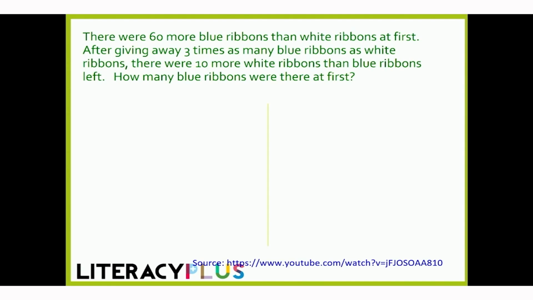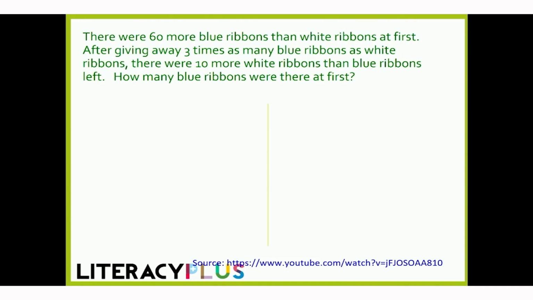Hello, boys and girls. Today, we're going to do a before and after model concept. First, let's take a look at the question. There were 60 more blue ribbons than white ribbons at first. After giving away 3 times as many blue ribbons as white ribbons, there were 10 more white ribbons than blue ribbons left. How many blue ribbons were there at first?